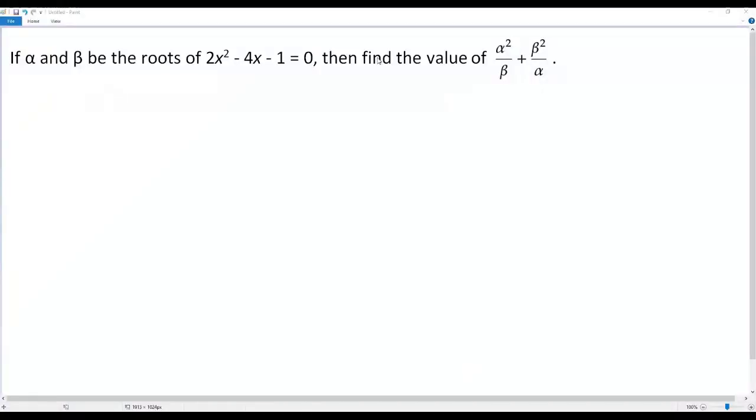Here we have a problem on quadratic equation. Okay, let's go to the question. If alpha and beta be the roots of 2x² − 4x − 1 = 0, then find the value of the expression alpha²/beta + beta²/alpha.